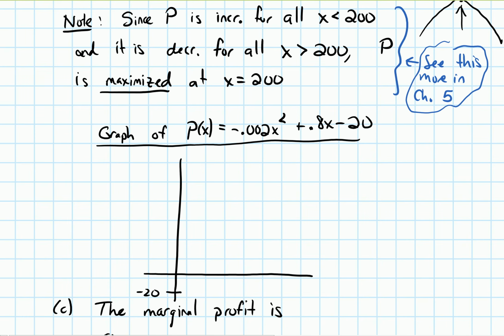In terms of what we now know the graph looks like, we know that this downward facing parabola has its max, and we know that its max occurs at 200, according to the observation that we just made above.